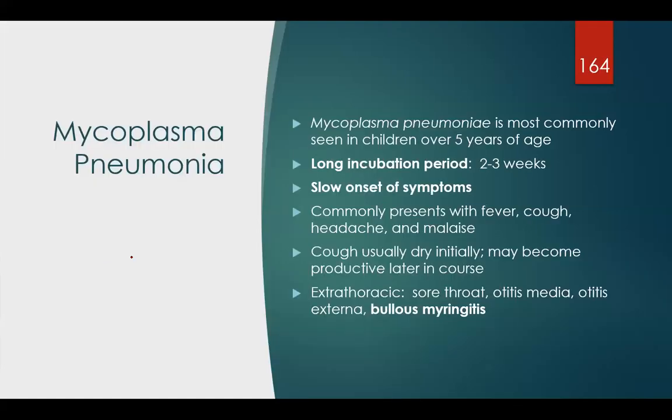Mycoplasma pneumoniae is commonly seen in children over 5 years of age. There is a long incubation period of 2 to 3 weeks with a slow onset of symptoms. It commonly presents with fever, cough, headache, and malaise. Cough is usually dry initially, becoming more productive later in the course. There may be some extrathoracic manifestations such as sore throat, otitis media, otitis externa, bullous myringitis. Mycoplasma is also known as walking pneumonia.